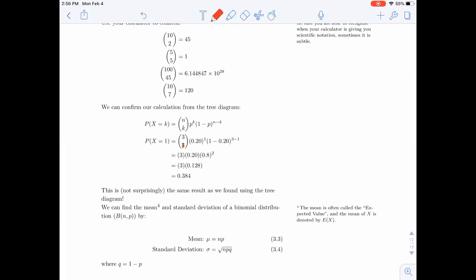Notice how this takes the same form as when we did it by hand, right? There's 0.2 in there and 0.8 squared. And then you multiply it by the number of ways that you can get there. And we get the same answer. Any questions about that?